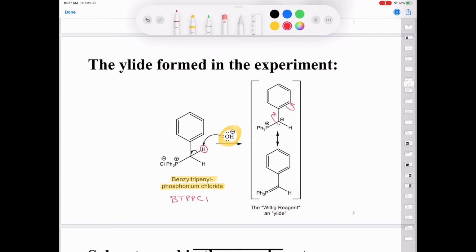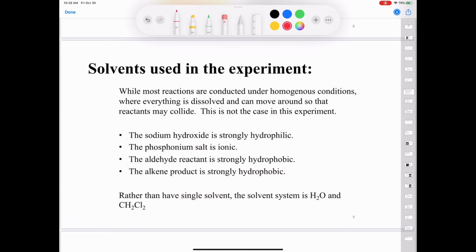The acronym that we use for benzyl triphenylphosphonium chloride is BTPPCl. Let's talk about the solvents used in this experiment for a minute. While most reactions are conducted under homogeneous conditions where everything is dissolved and can move around freely so that the reactants can collide, it's not going to be the case in this experiment.